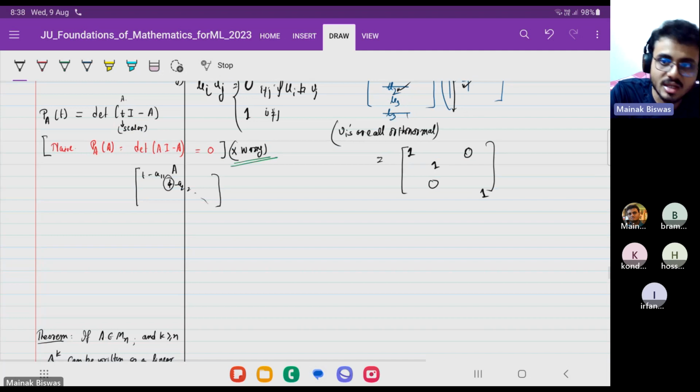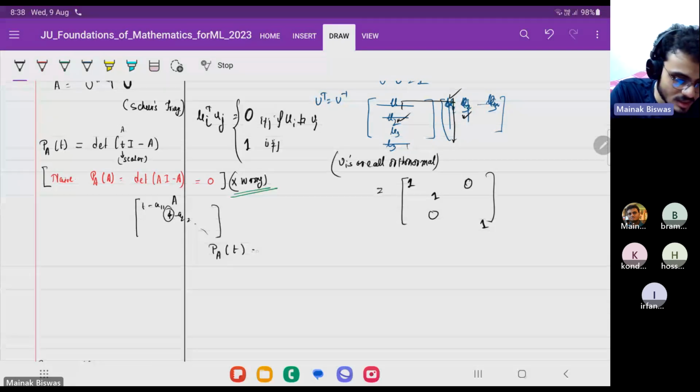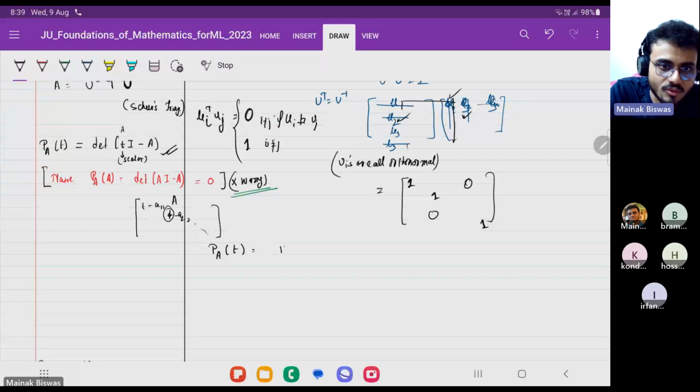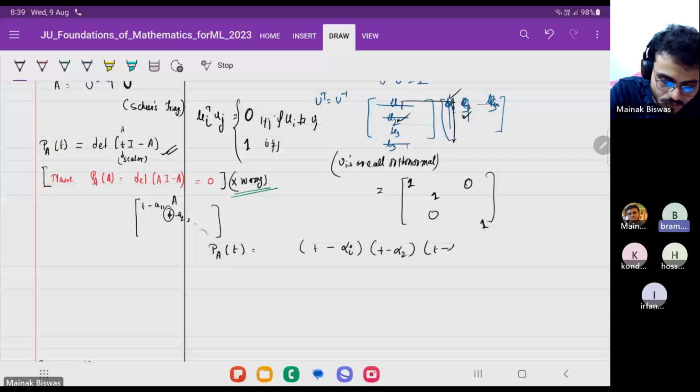So we'll use what we discussed using the Schur's triangularization. Since this polynomial is an n-degree polynomial, what can we do? We can write it as a product of, what can we write? It is a product of t minus the eigenvalues, right? Yes.